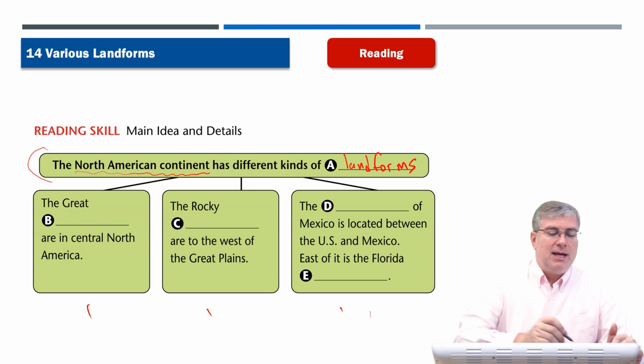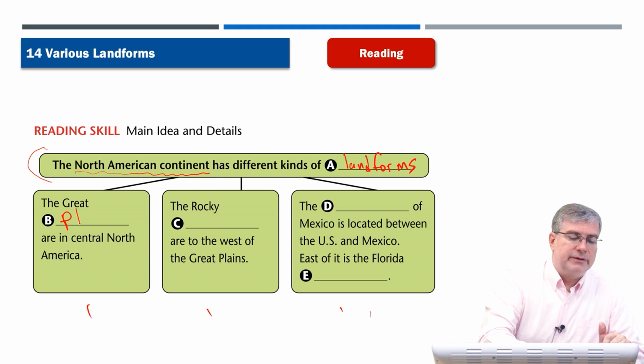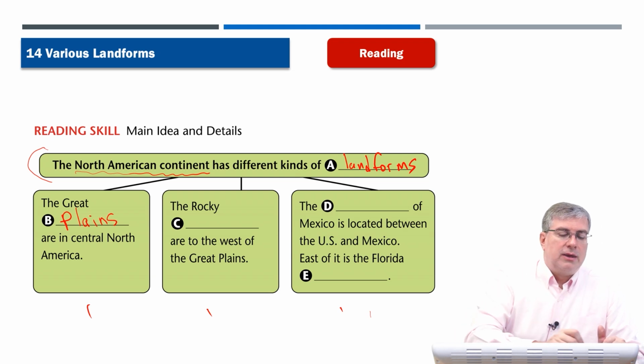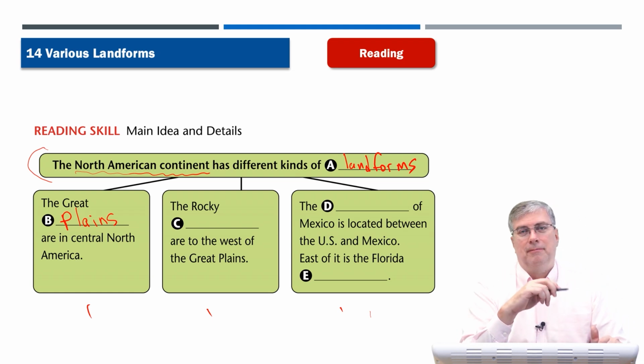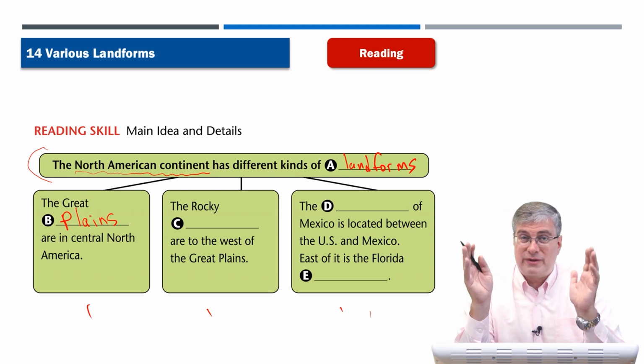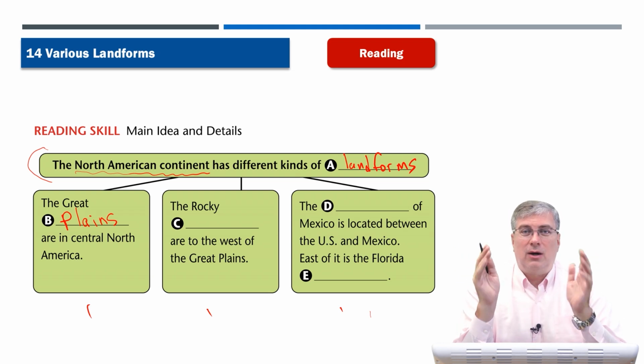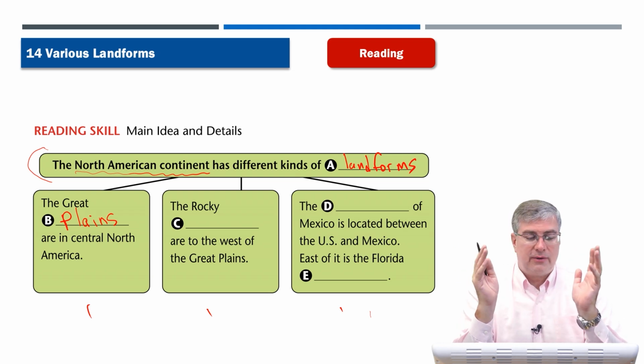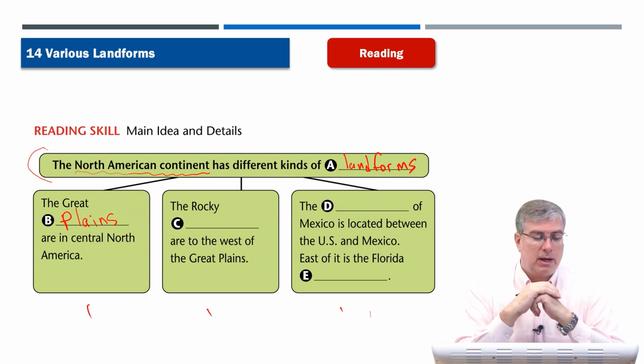What is the blank? The Great Plains. So in this case, we're just talking about the landform, so don't write Indians. The Great Plains are in central North America. So those are the Great Plains. And of course, nowadays, it's an area of a lot of agriculture. A lot of food is grown in the Great Plains.